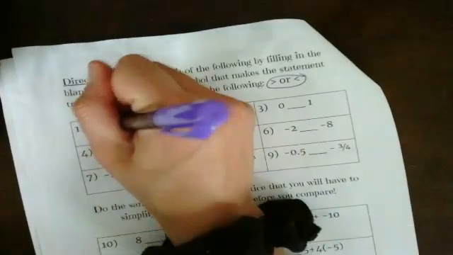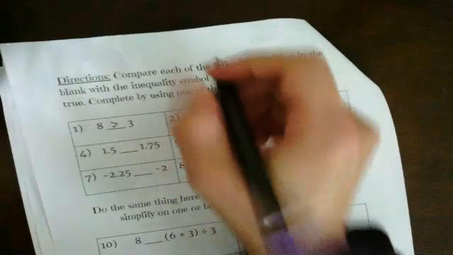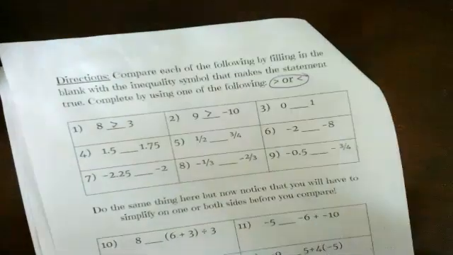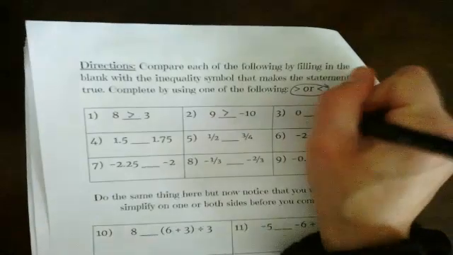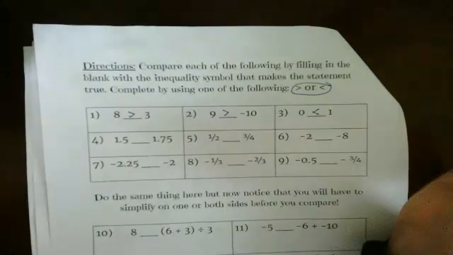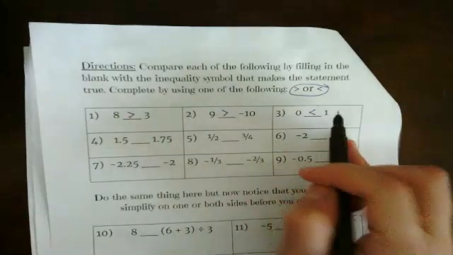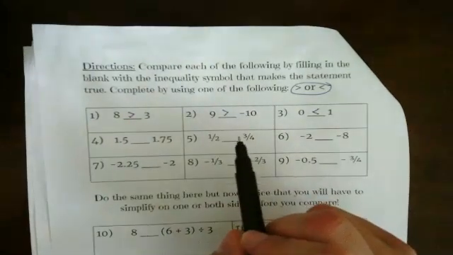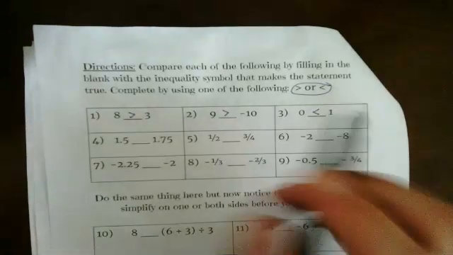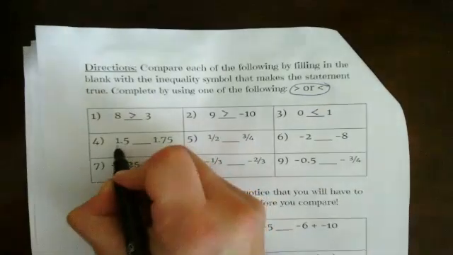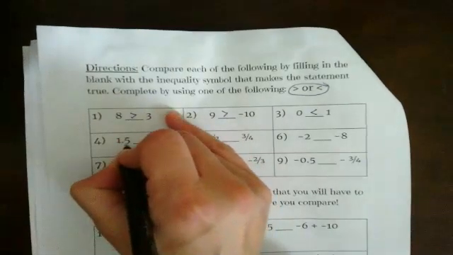So 8 is greater than 3, so it's going to point that way. 9 is greater than negative 10. 0 is less than 1. So these you should be easy to remember. It opens up to the bigger number. The other thing is we're adding in positives and negatives, so be careful.